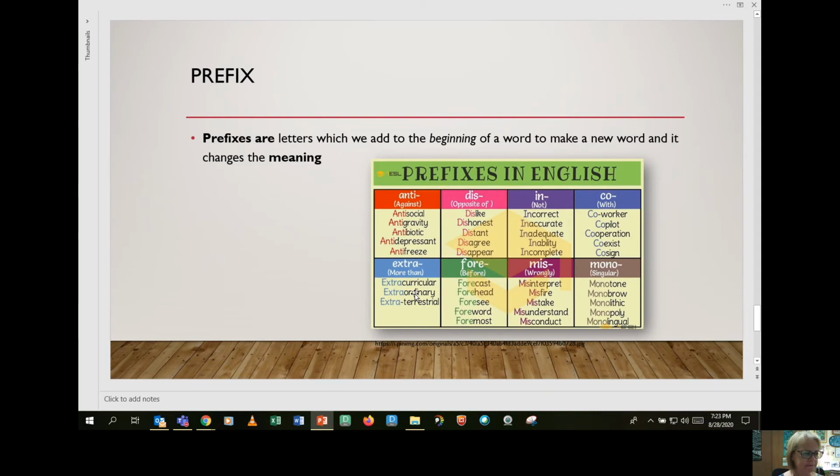Or dis means opposite of. Sometimes we say not, but opposite of. I dislike. It's the opposite of liking, right? I disagree. I don't agree. I do not agree. So we can think opposite or not. So these are some prefixes. They always change the meaning, all right?